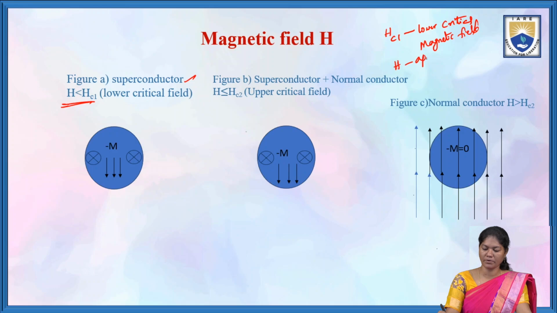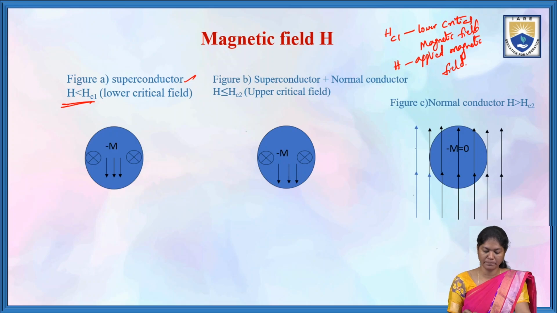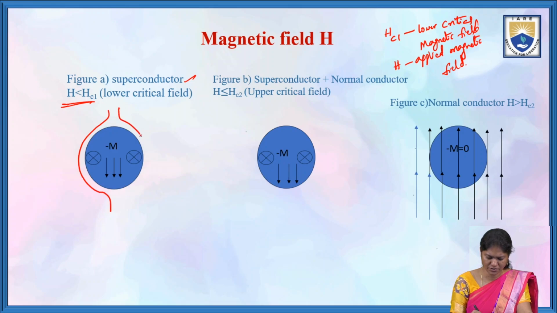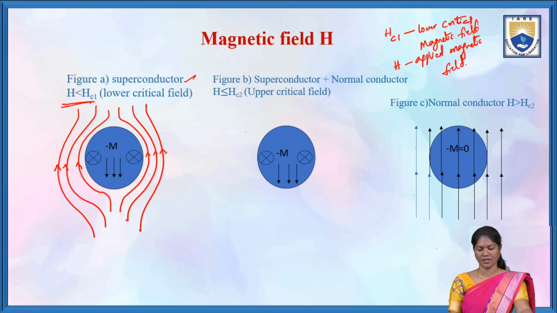So H is the applied magnetic field. So when this spherical superconductor is placed in the magnetic field H, this superconductor is placed in the magnetic field.